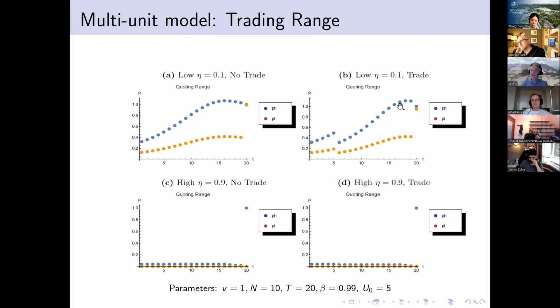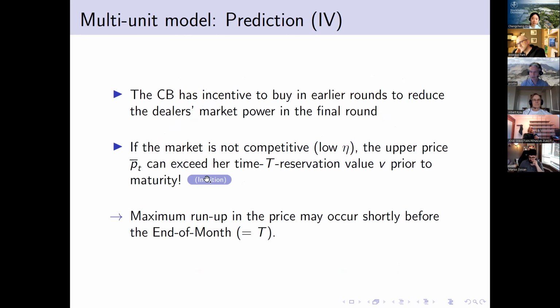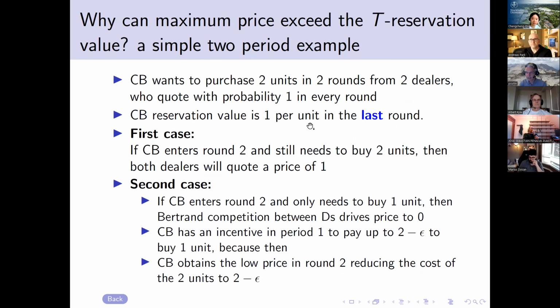It has to do with the definition of the trading range, with the reservation price. So let me give you the intuition, which I thought is kind of cute. The intuition is very simple to get. Suppose that you want to buy 2 units over 2 rounds from 2 dealers. And suppose that in every round, the 2 dealers quote with probability 1, and they know that. Now, suppose that the reservation value is 1 per unit in the last round. So of course, suppose you enter the last round and you need to buy 2 units from 2 dealers, and you know they're both quoting. Then, of course, every dealer knows that they're going to sell you their bond, and so they're both going to charge you a price of 1.